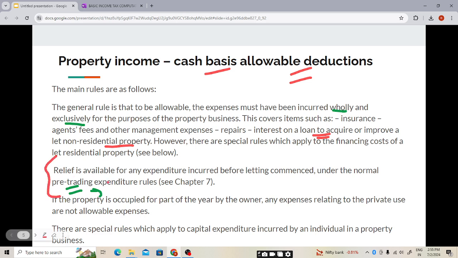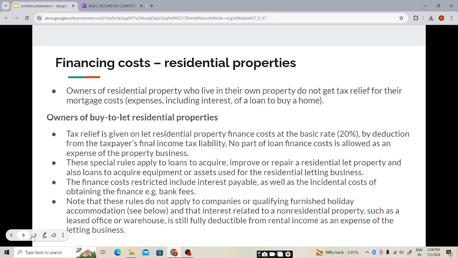The pre-trading expenditure, whatever you have incurred previously, that amount you can reduce when you start letting out or giving your property for rent. What is the year limit? 7 years. We will be covering this topic in chapter number 7. Then special rules are there for capital expenditure. Revenue expenditure is allowed, capital expenditure is not allowed, but we'll be learning the capital expenditure rules further.